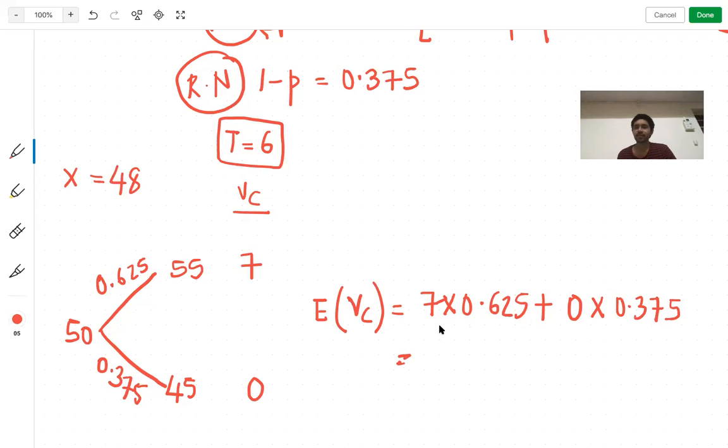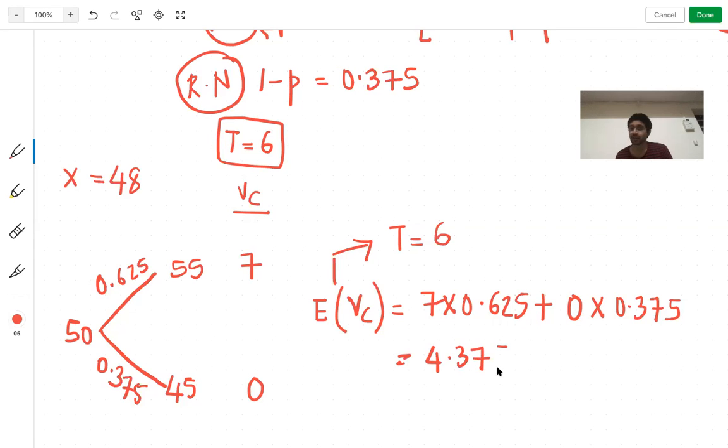So the expected value of a call option at t equal to 6 is 7 multiplied by the risk neutral probability plus 0 multiplied again by the risk neutral probability. Just like how we calculated the expected share price at t equal to 6, we are now calculating the expected value of a call option. When you have two values of a call option, you weight it by the probability of that event occurring, where over here it is 0.625 and 0.375, which is nothing but 7 into 0.625 is 4.375.